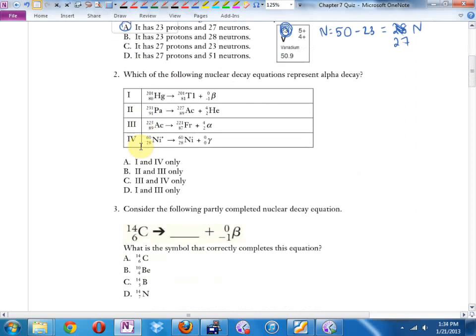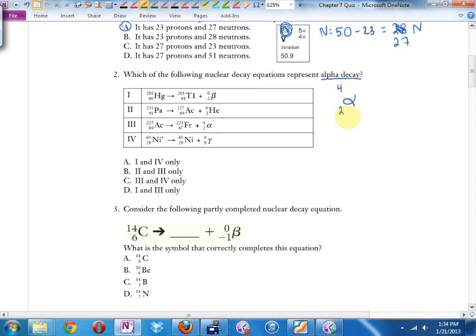Kenzie, you got this quiz? Yeah. Good. Number 2, which of the following nuclear decay equations represents alpha decay? So on your green sheet, it tells you that alpha has the symbol like that, has a mass of 4, and a charge of 2.